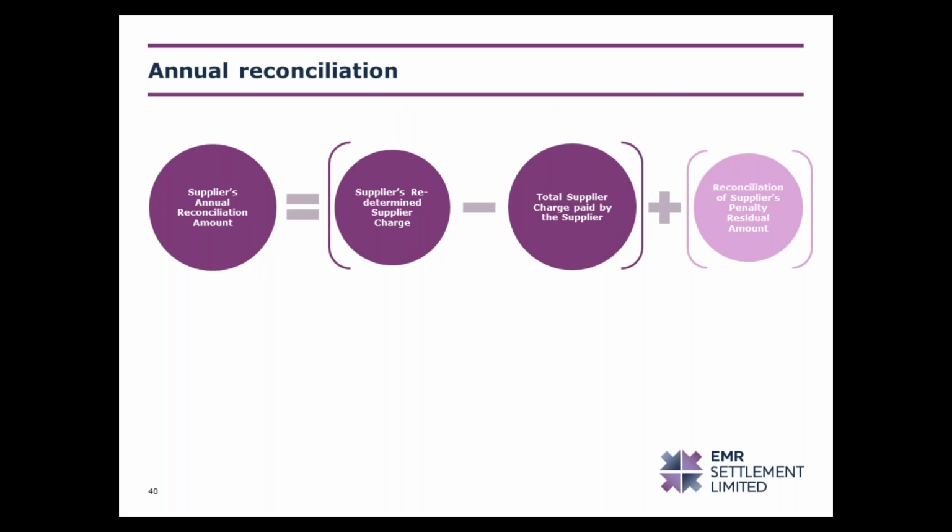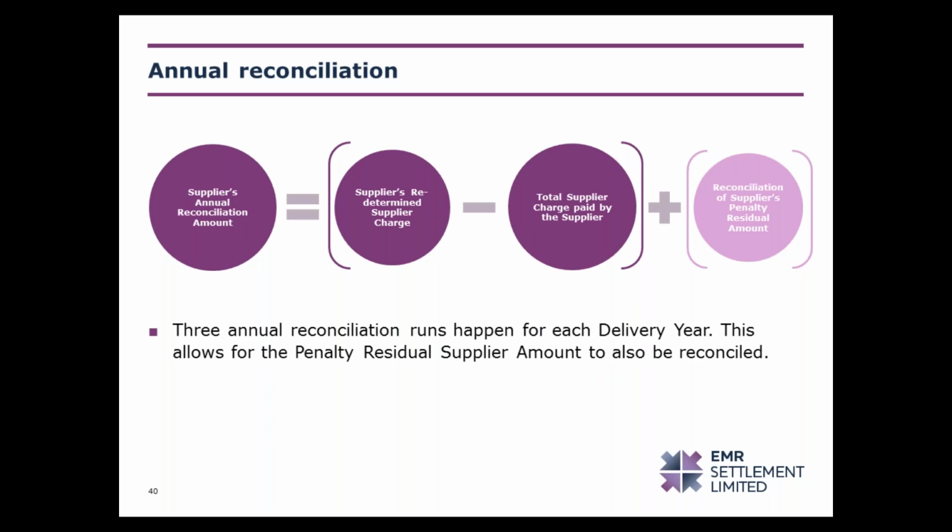So it's very similar. It's all about what should have been paid and what was paid. And then we've got a faded out square circle. So if there was a penalty residual amount, we do reconcile in the annual process. It's all about the differences.